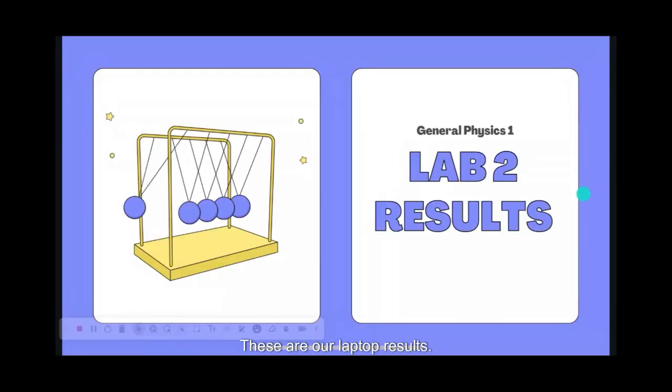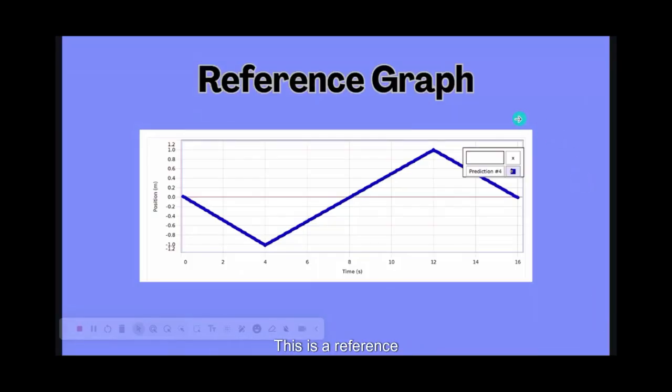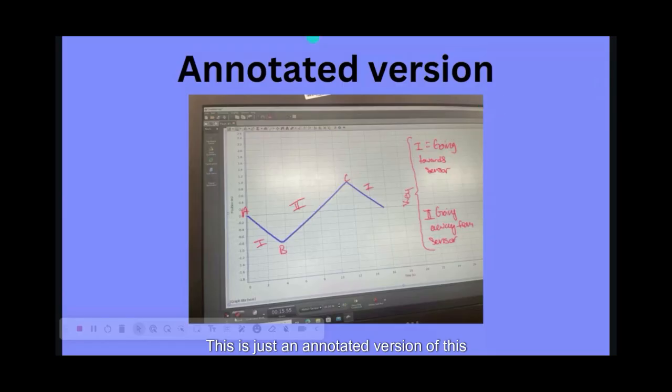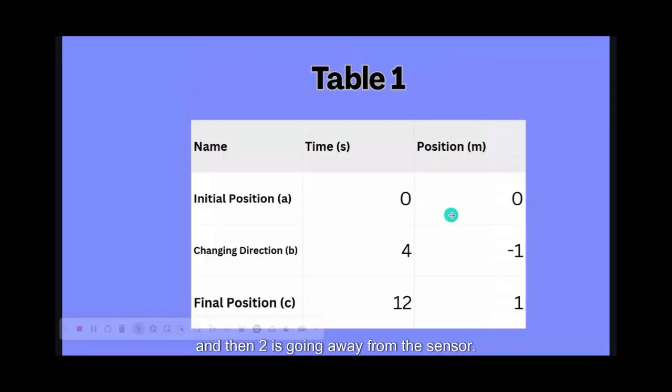These are our lab 2 results. This is a reference graph we got assigned, which is what we went off by, which was graph 1. And this is when we recreated the graph using the motion sensor. This is just an annotated version of this graph, which we have points A, B, and C annotated, which we will use for our tables. And we also have a little key just to know when we're going away and when we're going towards the center. With 1 is going towards the sensor, and then 2 is going away from the sensor.